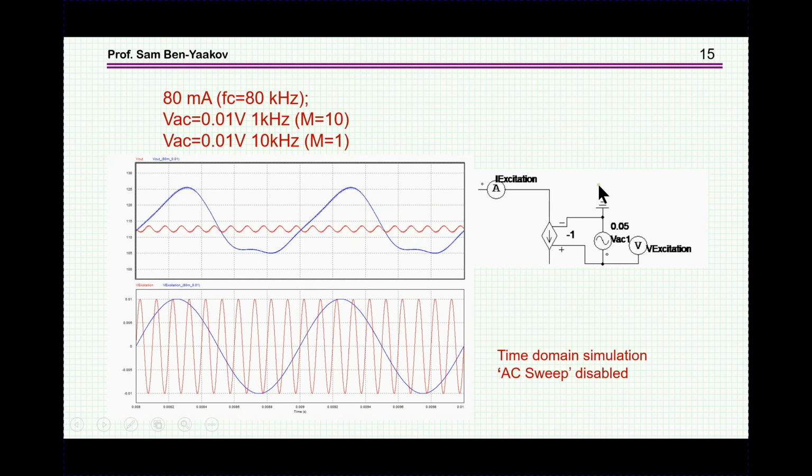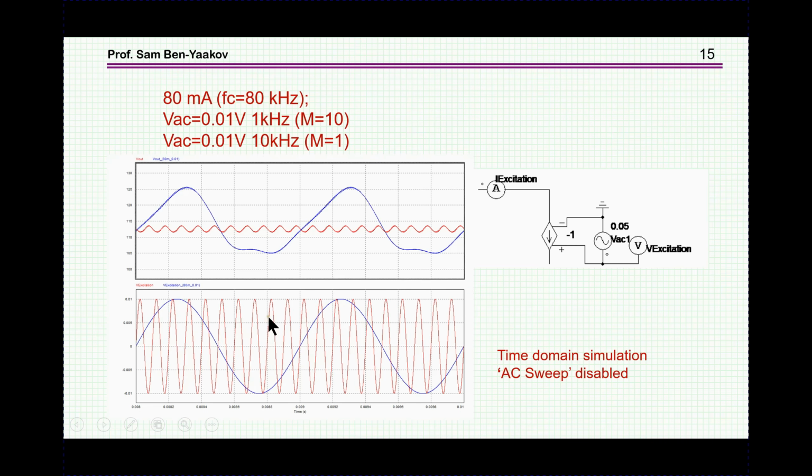So let's have a look at what is really happening here. Now I'm showing here a run, time domain. This is with the AC sweep disabled. This is not an AC sweep. This is just time domain using the AC excitation as a function of time. That's the running time. So this is the excitation. There are two cases here. One is 1 kilohertz, and one is 10 kilohertz.